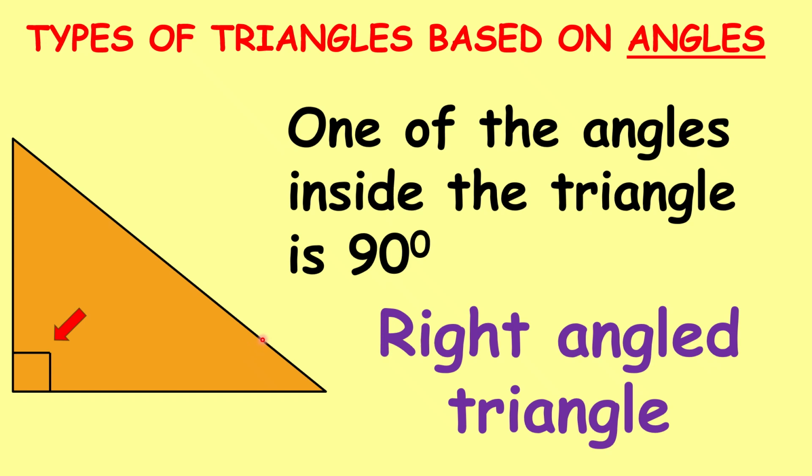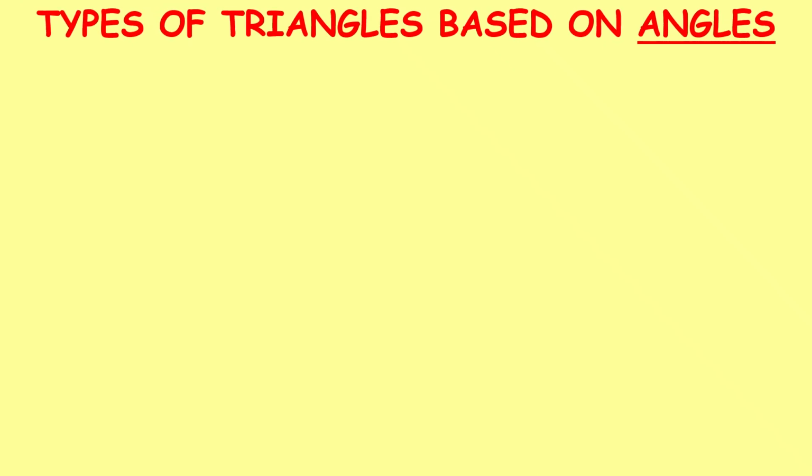Now, the angle here will be less than 90 degrees, so it will be an acute angle, and then the angle here will also be less than 90 degrees and also will be an acute angle. So in a right angled triangle, the other two angles are acute angles. So we are also looking at this type of triangle based on its angle.